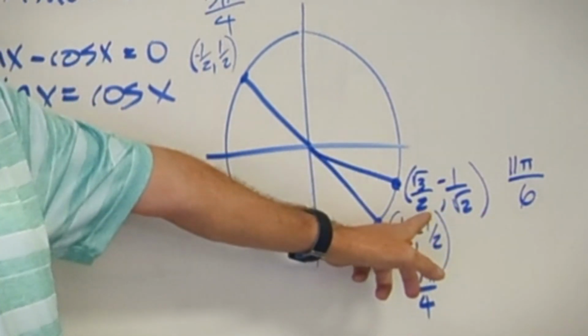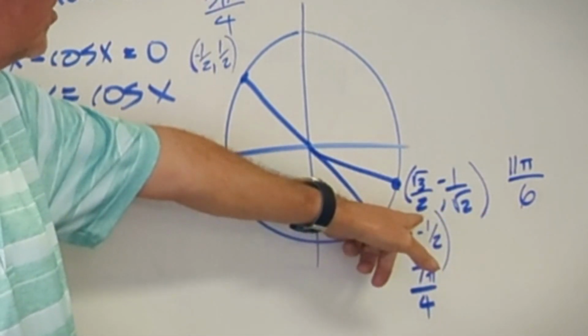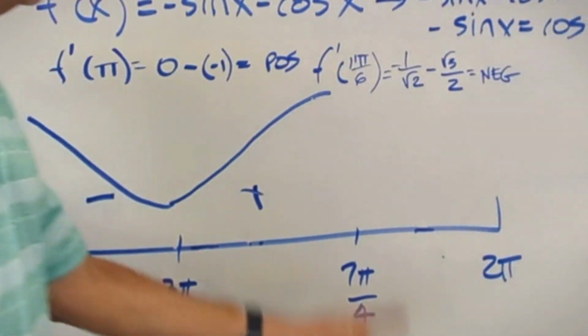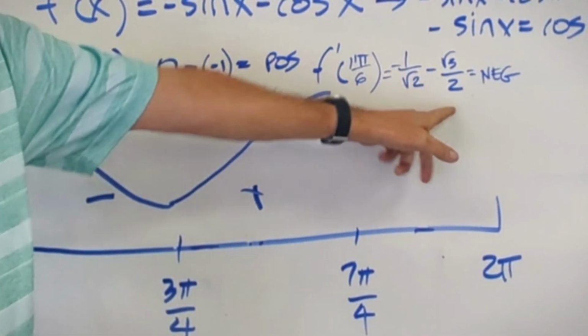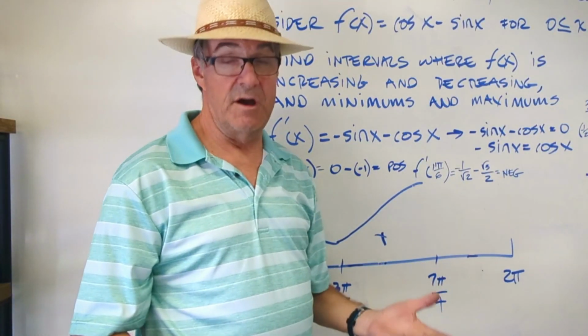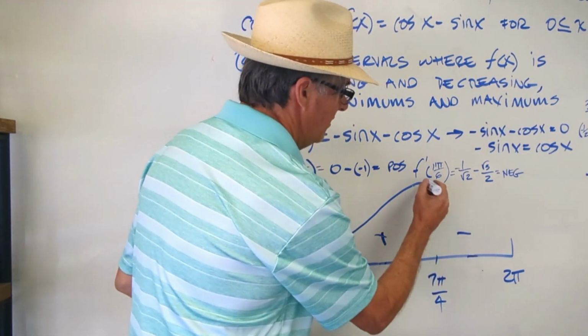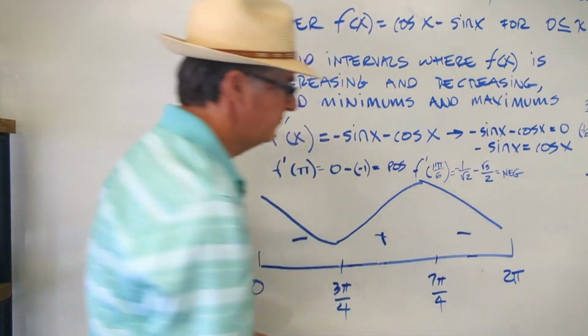My values there: cosine is √3 over 2, sine is -1 over √2. So I plug those into my formula there, and I get a negative number. So that means that we're negative here, and we go back down.